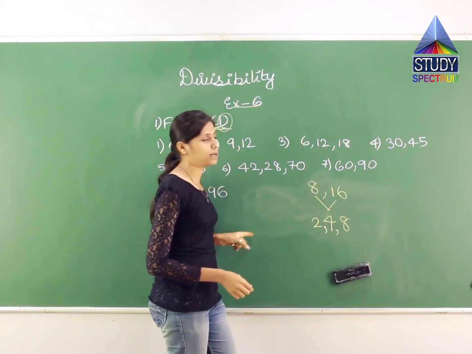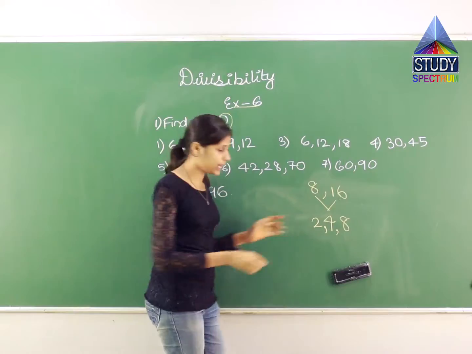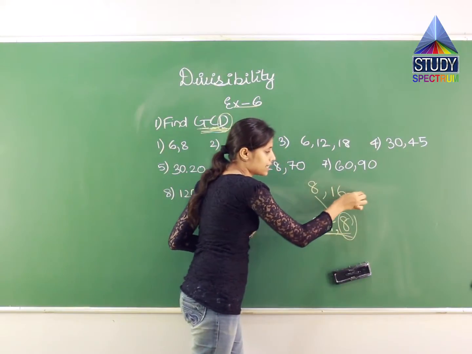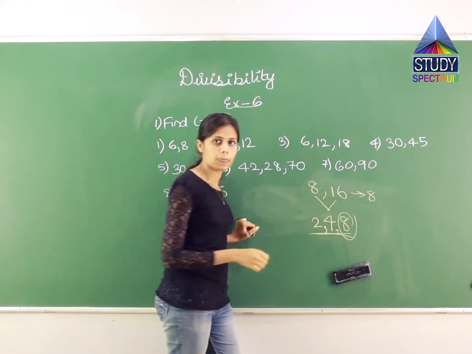Now greatest common divisor, right? GCD they are asking me, that is greatest common divisor. So which of these is the greatest? Obviously 8. So I can say that GCD for 8 and 16 is what? 8. Right?